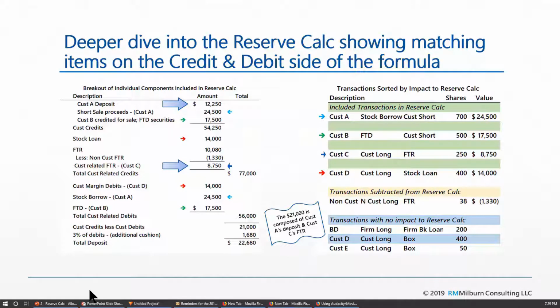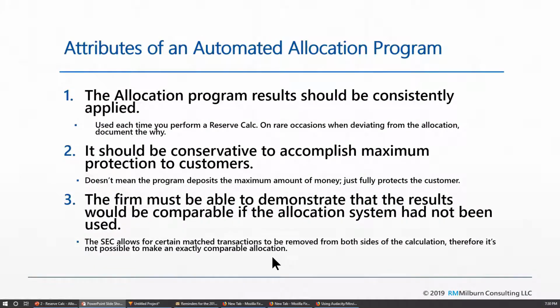As you can see, while most of the numbers will come from the trial balance, there are still items that require you to take a look at the transactions and whether they're customer related or non-customer related. In our example, it was the fail to receive that started off at $10,080, and we had to subtract the non-customer fail to receive. You can go through the transactions like we demonstrated, or what you can do is develop an automated allocation program. And that's going to have 3 attributes.